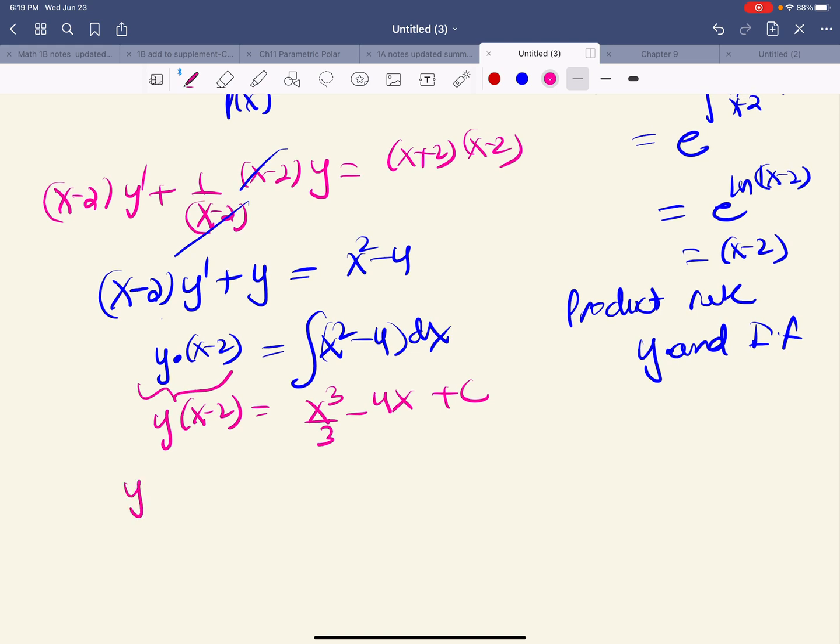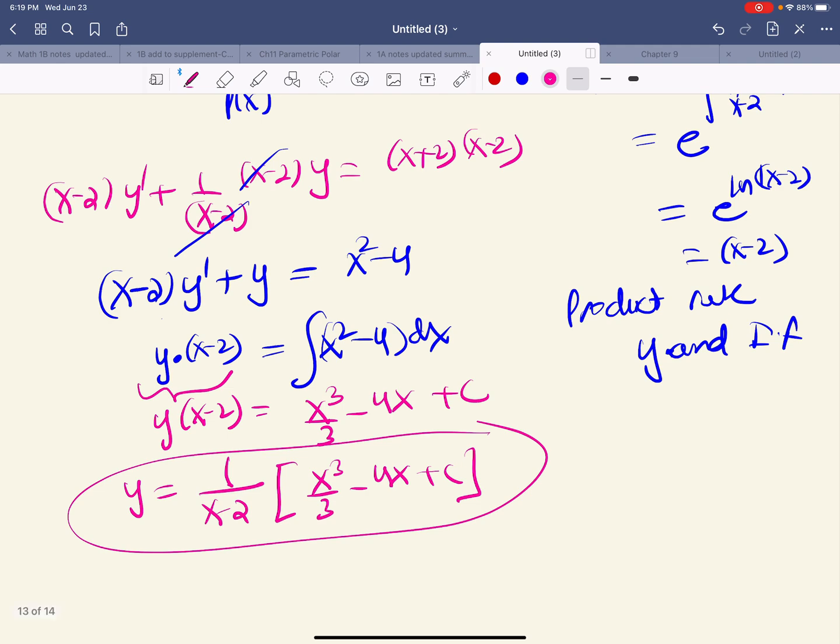Last step, we are going to divide everything by x minus 2. And that should be x squared minus 4. That looks like x cubed, yeah. That's fine. 1 over x minus 2, times x to the third over 3 minus 4x plus c. And that's our solution in this case.